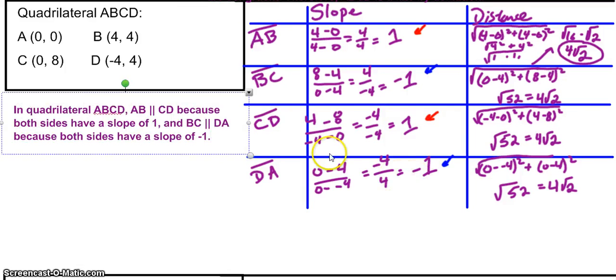In quadrilateral ABCD, AB is parallel to CD because both sides have a slope of 1, and BC is parallel to DA because both sides have a slope of -1.